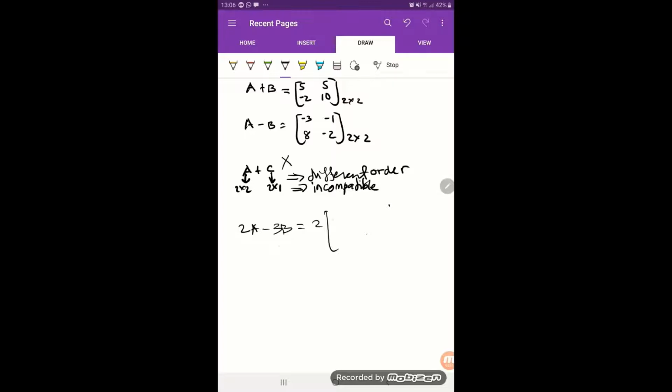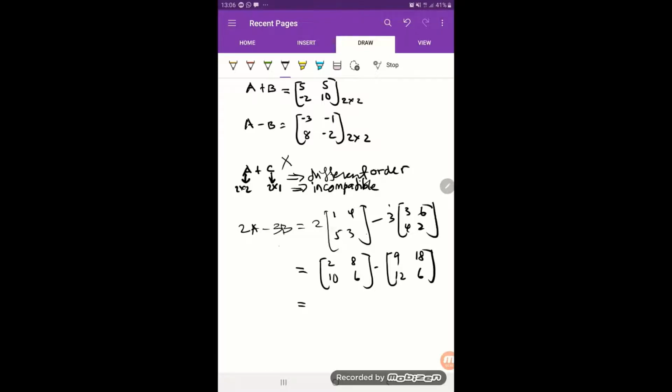So 2 multiplied by matrix A, and minus 3 times matrix B. You must multiply the scalar with the matrix first. 2 times 1, 2; 2 times 4, 8; 2 times 5, 10; 2 times 3, 6; minus 3 times 3, 9; 3 times 6, 18; 3 times 4, 12; 3 times 2, 6. And then you do the subtraction process.